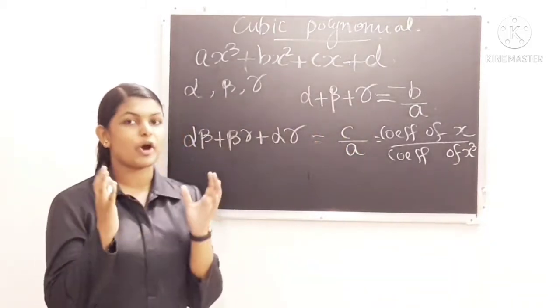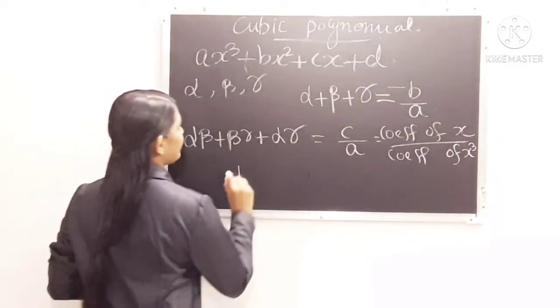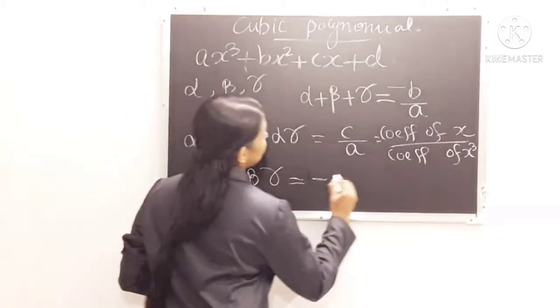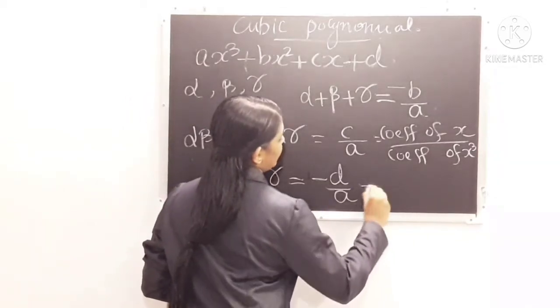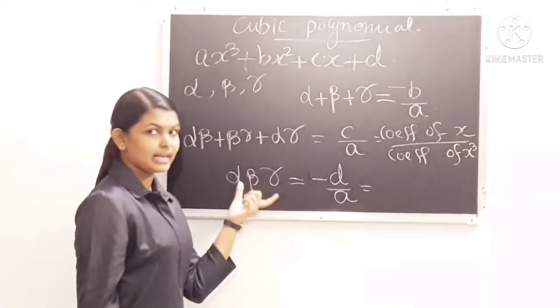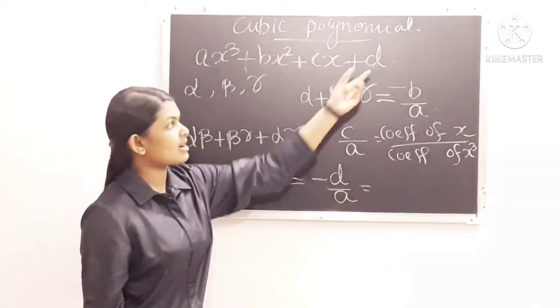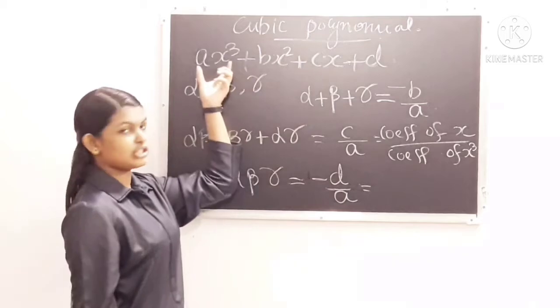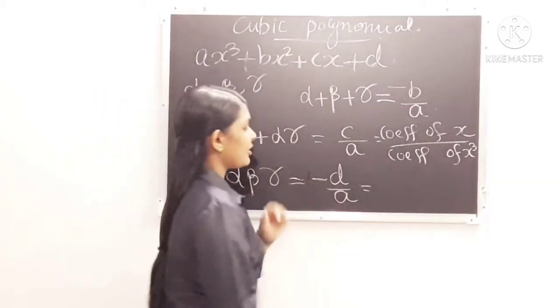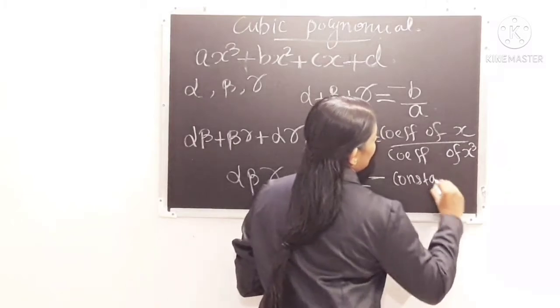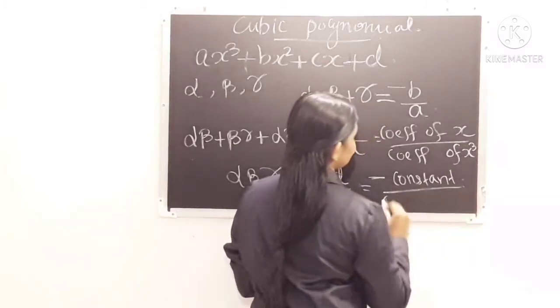Now, what is the product of roots? Product of roots can be written as alpha beta gamma, and it is equal to minus d by a. So this product of roots can be generally written as minus d by a, where d is the constant term and a is the coefficient of x cube. That means it can be written as negative of constant term divided by coefficient of x cube.